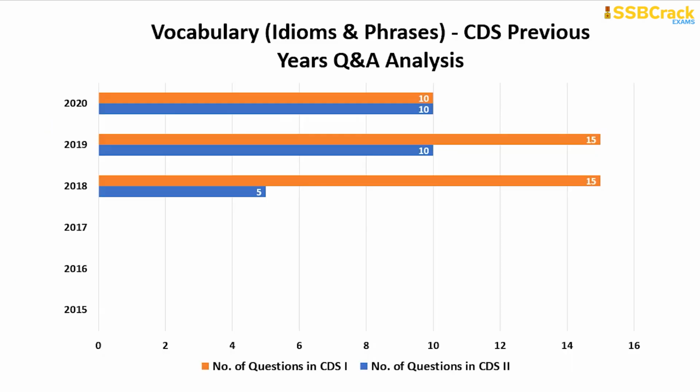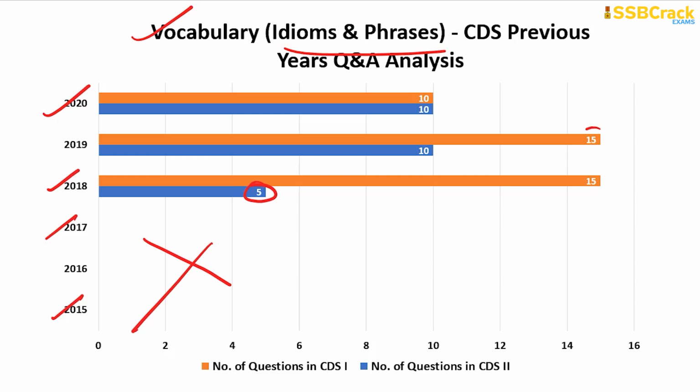Coming to the next topic, which is vocabulary, particularly idioms and phrases. As you can see, from 2015 to 2017, no questions came from this topic. But from 2018 to 2020, there were a lot of questions. The least number of questions from idioms and phrases were 5, and the largest number of questions were 15. So you can expect 5 to 15 questions and approximately 10 from idioms and phrases.